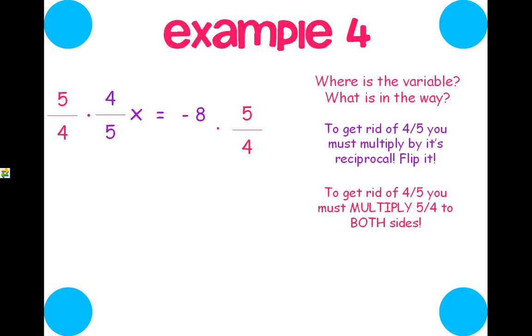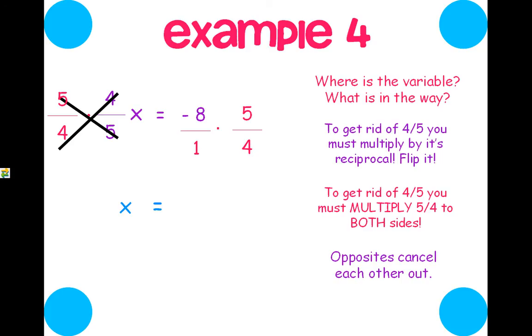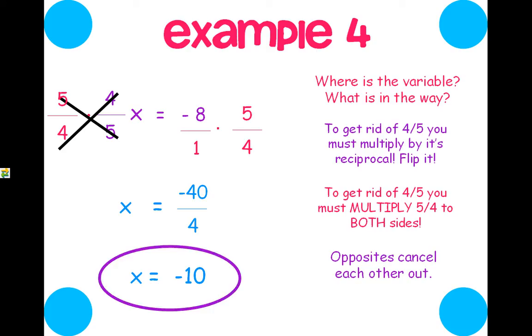The opposites will cancel each other out, leaving us with x on the left side is equal to, and before we can multiply these fractions, remember, you can change negative 8 into a fraction by putting it over 1. So now you just multiply the top. Negative 8 times 5 is negative 40, and then 1 times 4, the denominators, is 4. Okay? To simplify, negative 40 divided by 4, x is equal to negative 10. And that is your answer.